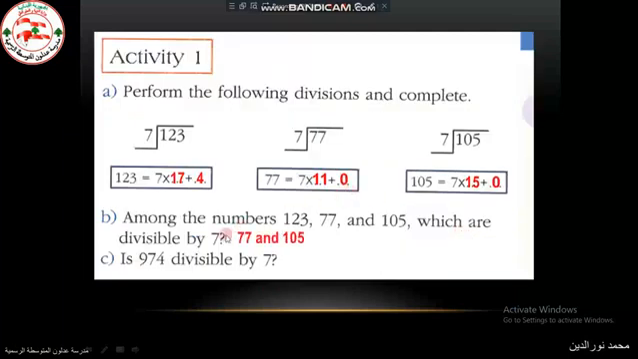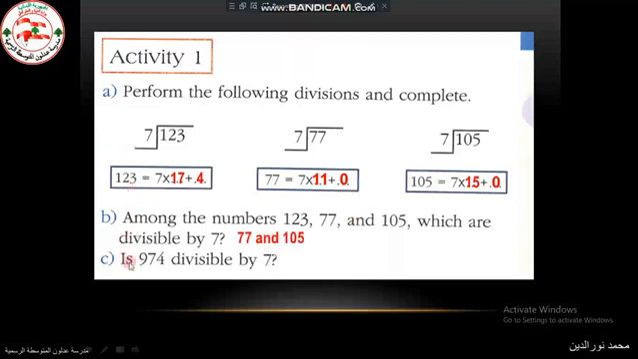So it asked us, among the numbers 123, 77, and 105, which are divisible by 7. If we look at the equalities here, we say that it's divisible by 7 when the remainder is 0. And in the last two cases, the remainder is 0. So 77 and 105 are divisible by 7, while 123 is not.